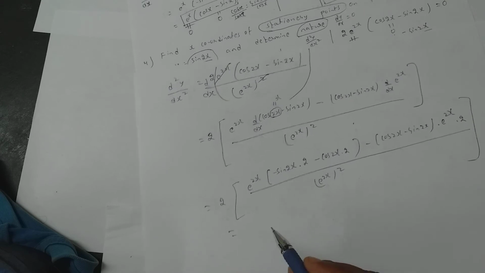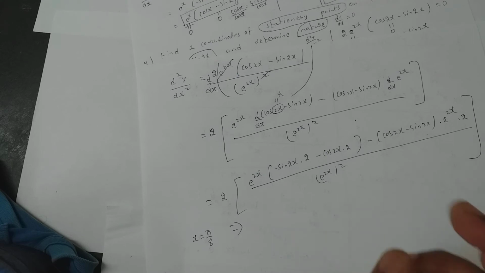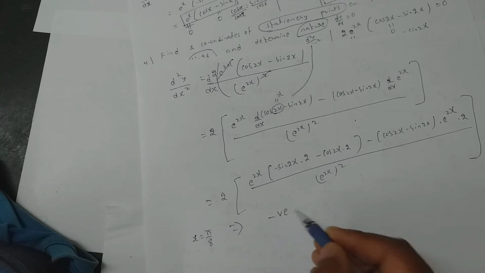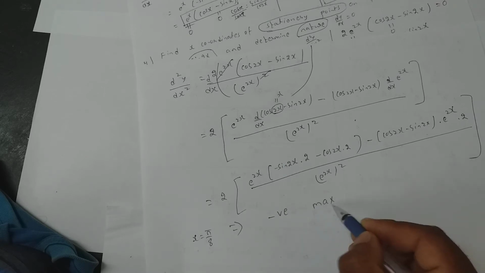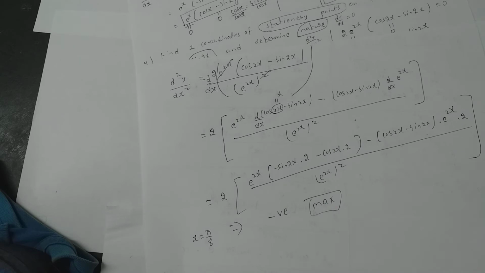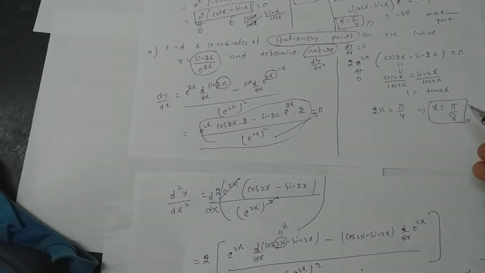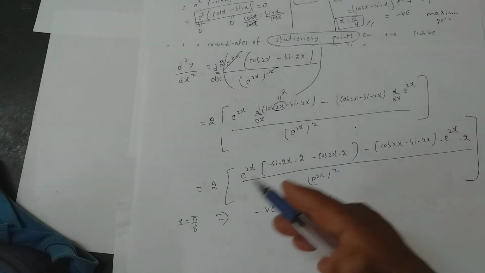I won't simplify, students, directly I will replace x equal to pi by 8. I am only interested in the positive or negative sign. Looking at it, I kept it in the calculator, I got a negative sign. That means its nature is maximum. Am I clear, students? This is how the questions are being asked. You need to first find the stationary point. We got x equal to pi by 8. Then to determine the nature, d square y by dx square you need.